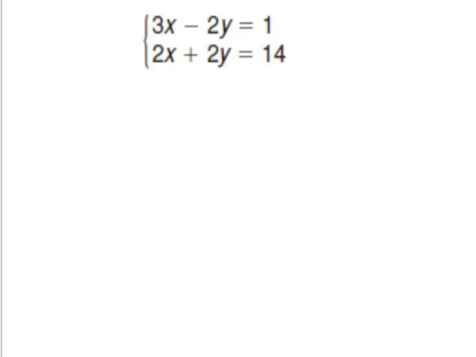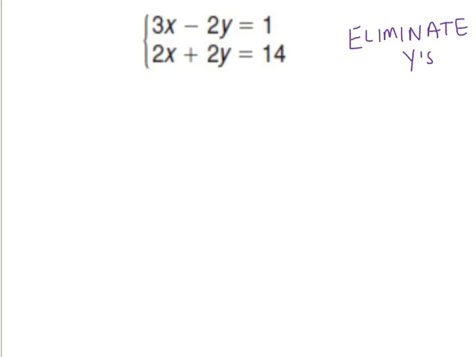Alright, so the first problem that we have is 3x minus 2y equals 1, 2x plus 2y equals 14. What we can do is, if you notice that the y's have different signs, so what we're going to do is eliminate the y's, because they have the same number in front as the coefficient and they're opposite signs.